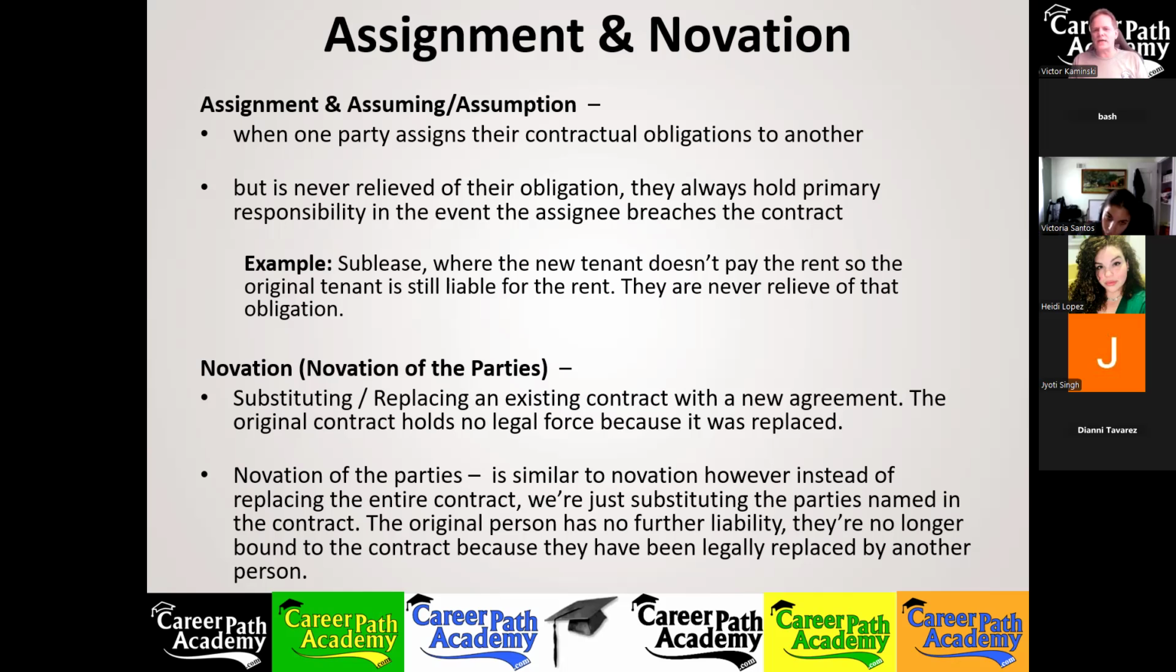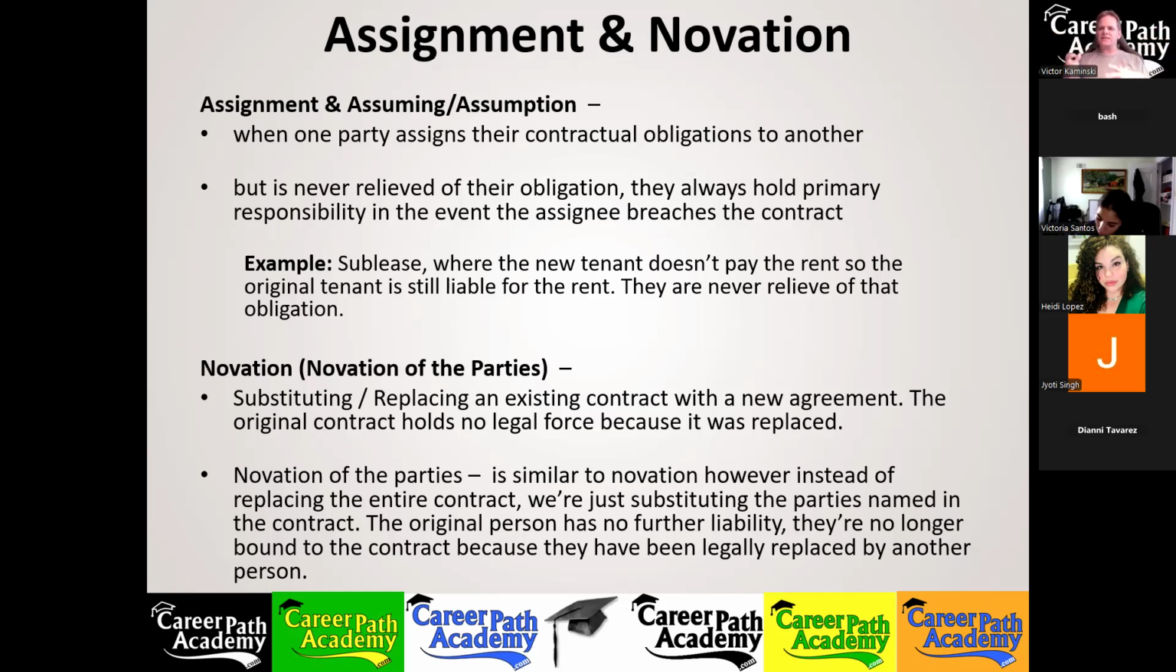But say I'm a nice guy and I say, sure, okay. Then that new tenant you get in there to sublet for the remainder of your lease term, if they're not paying the rent, you're still liable for the rent. That's what assignment is.